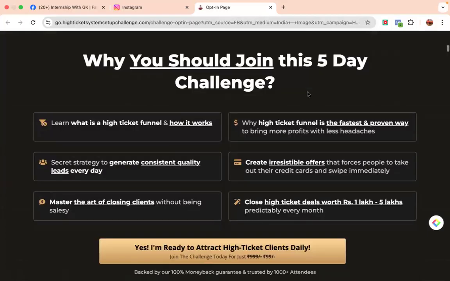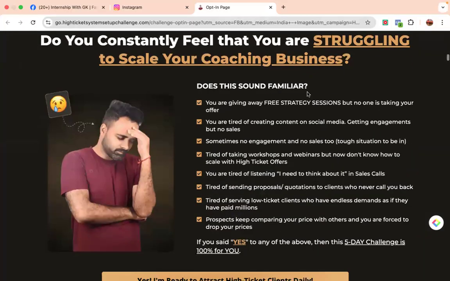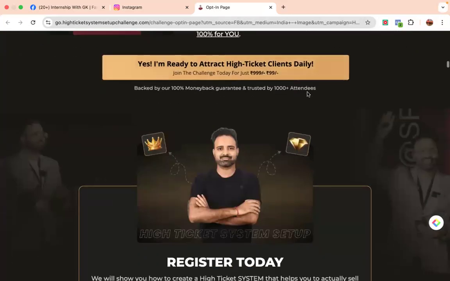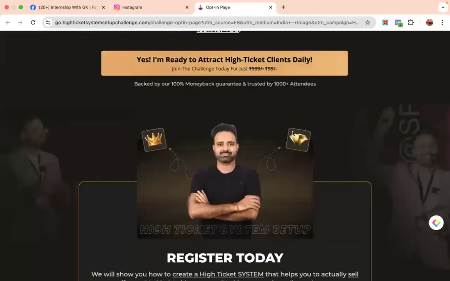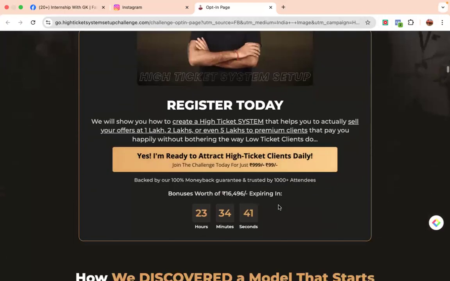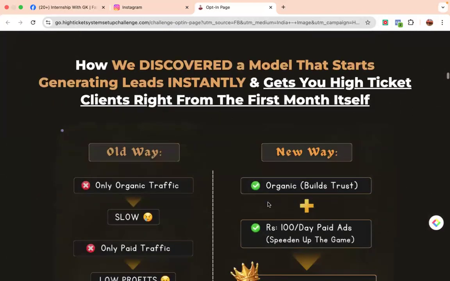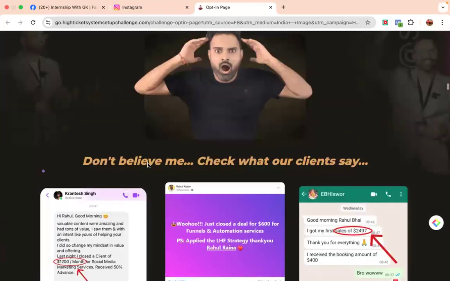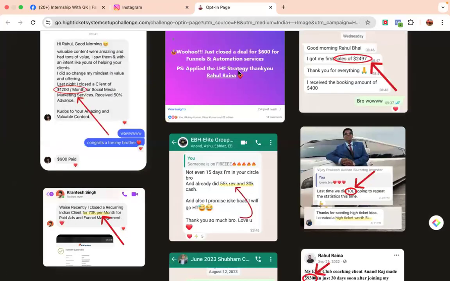Then he provides the reasons, then the pain of the audience, that you are struggling. Again, the CTA. Again, he provides another CTA with a slightly different photo form. Then he does a comparison of the old and the new way. He creates some kind of a surprise followed by the testimonials.